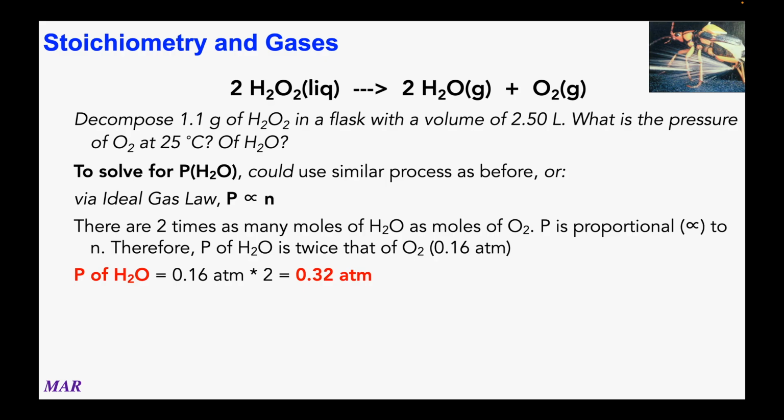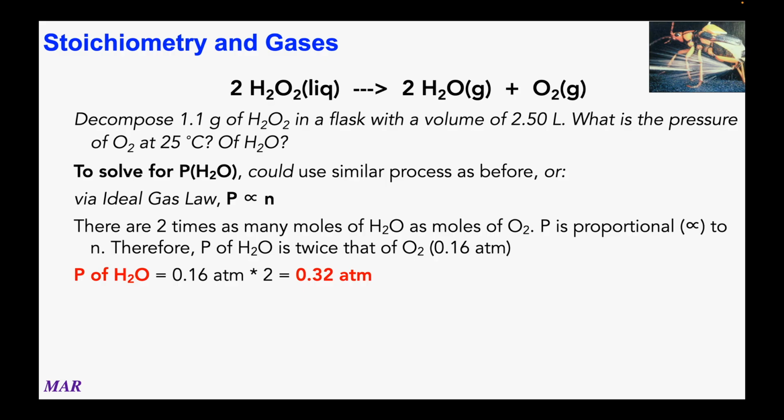However, pressure is proportional to the moles. This is one of the gas laws we saw earlier. And in this case then, because we have a 2 mole H2O to 1 mole O2 ratio, it's 2 to 1. So if the pressure of the O2 was 0.16 atmospheres and we have twice as many waters, we can also just multiply our previous answer by 2. So 0.32 atmospheres will be the pressure of the water. And I encourage you to go back and check that out if you don't believe me.